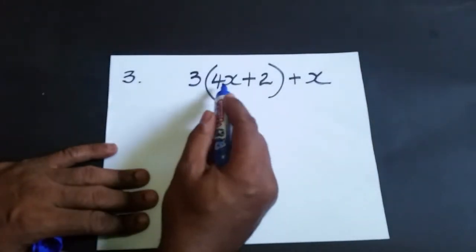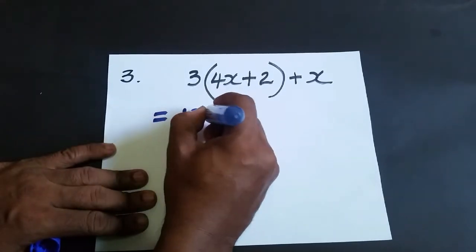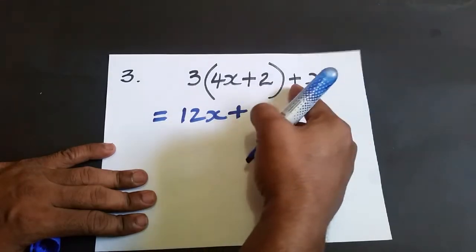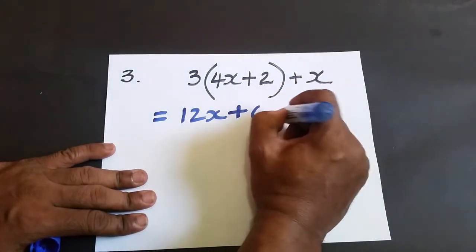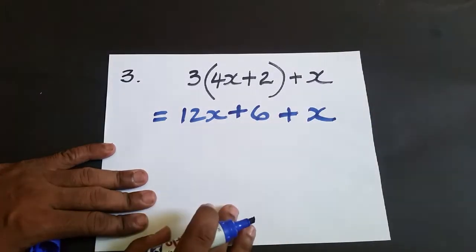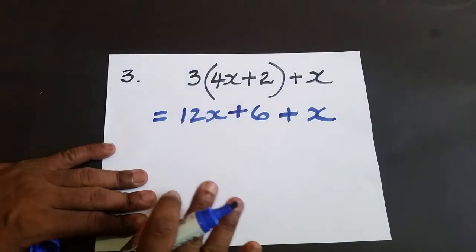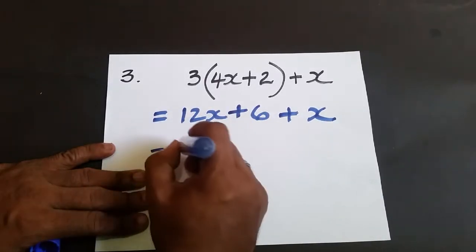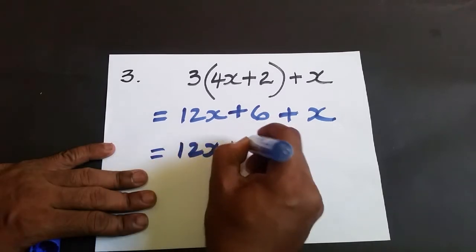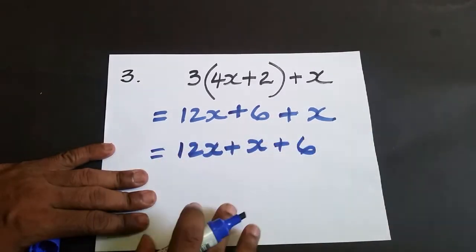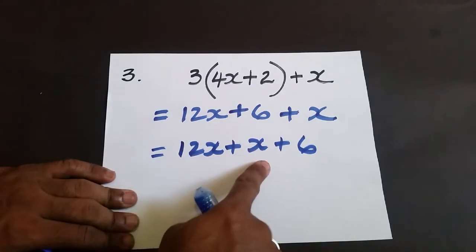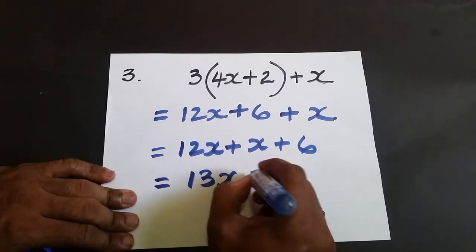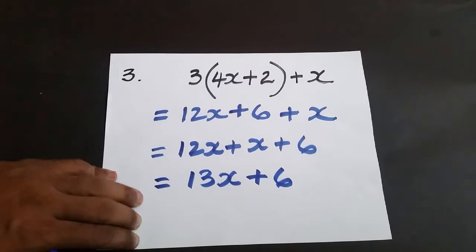So positive 3 times positive 4x gives us positive 12x. Positive 3 times positive 2 gives us positive 6. And then this was not a part of the expansion, so we're just going to put this back. Now we've already expanded, so we now need to check to see if we can simplify. And once we identify like terms, we can go ahead and simplify. So we're going to group the like terms here and then go ahead and simplify. So 12x plus x is the same as saying 12x plus 1x. That will give us 13x and then plus 6. And then this problem ends here.